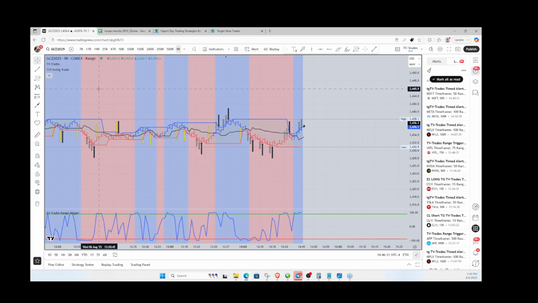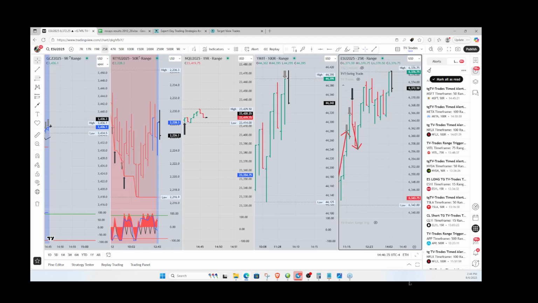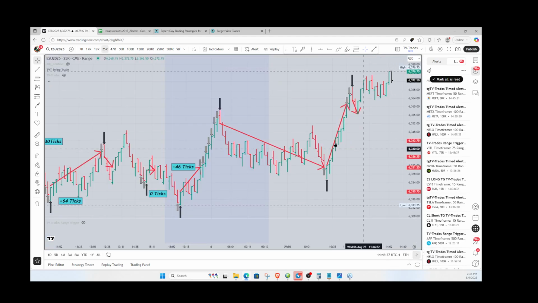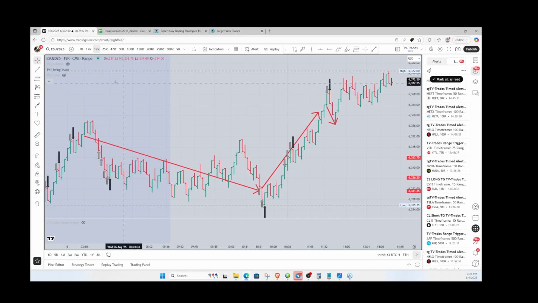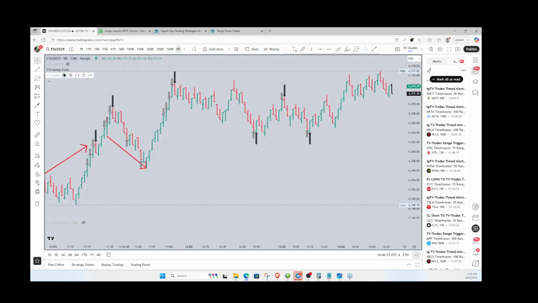Okay, let me go to the NQ for a second here, and I'll set one up on the NQ, and we'll have it trigger while we're in here. Okay, we'll set up a swing trade. Let's put this on the 19 range. And what time is it? 2:46. The NQ is moving. Let's put the NQ on a really small time frame. We'll put it on a 9 range.